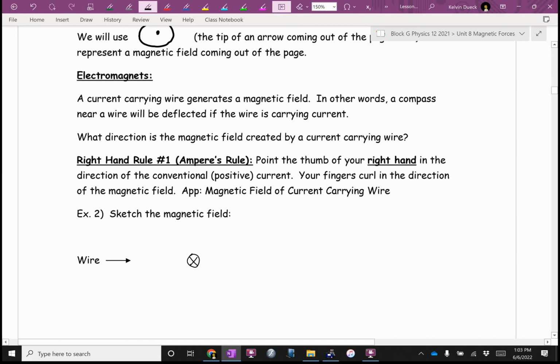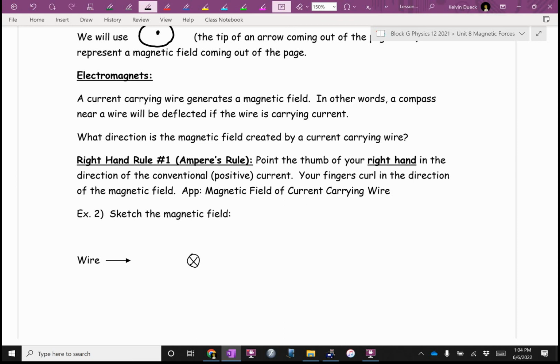Example 2 says, sketch the magnetic field. All of you lift your paper up vertically so that it's at the same angle as my screen. I'm going to stand up and be you. So all of us will have to put our pencil down if we're right-handed. This is one of the few advantages of being a lefty. I can draw while I'm doing my right-hand rule. We point our thumb in the direction of the current. What that means into the page? Our fingers curl in the direction of the magnetic field. Is the magnetic field around this wire clockwise or counterclockwise?